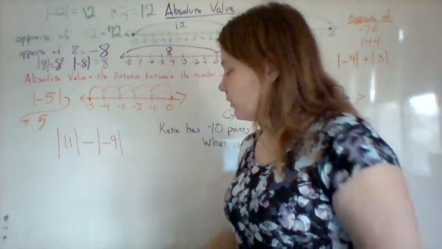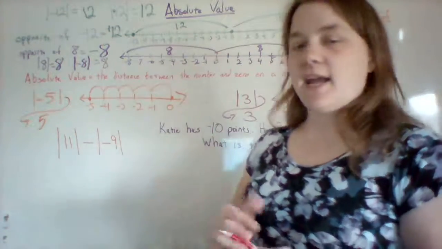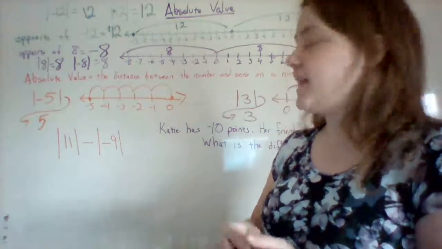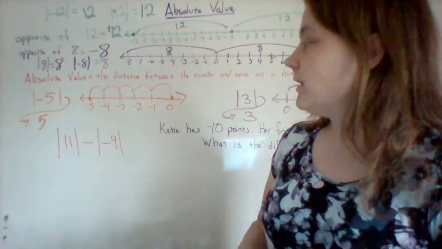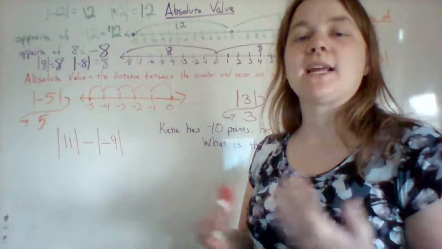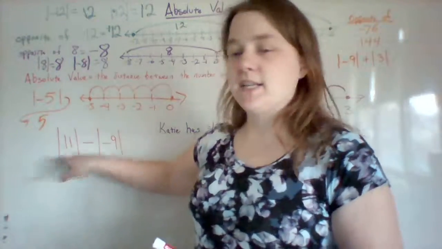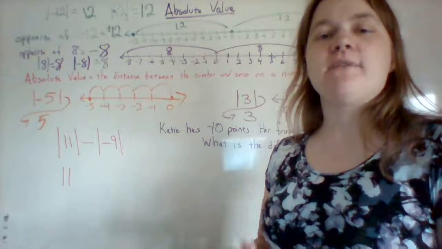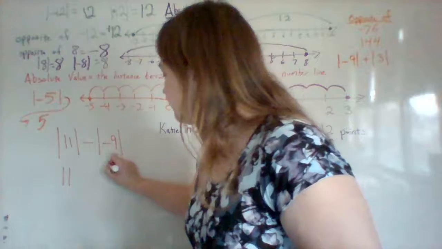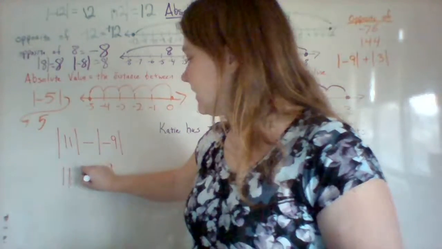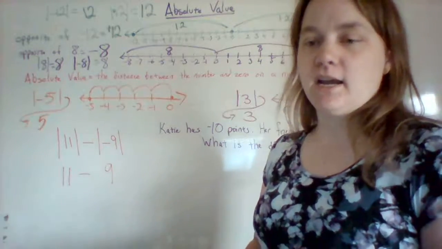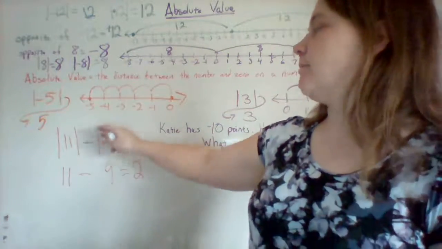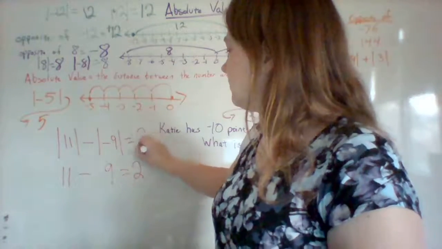So let's take a look at this in a little bit more of a complex situation. What if I have the absolute value of 11 minus the absolute value of negative 9. The first thing I want to do is get those absolute value signs out of the equation. So what is the absolute value of 11? It's going to be 11. And what is the absolute value of negative 9? Just going to be 9. The subtraction sign stays right there. So now I have 11 minus 9, which is just 2. So the absolute value of 11 minus the absolute value of negative 9 is just 2.